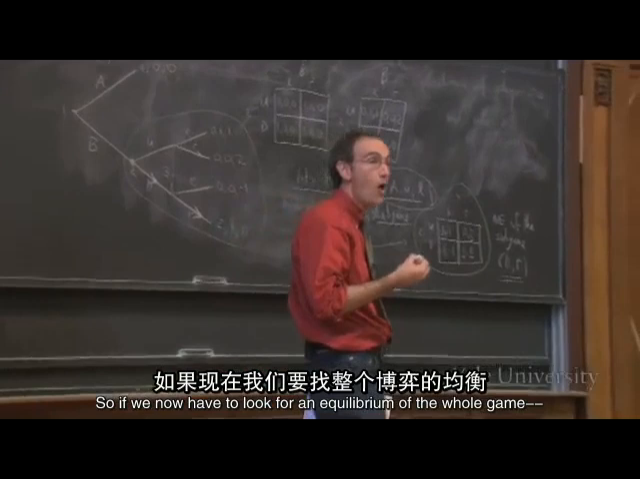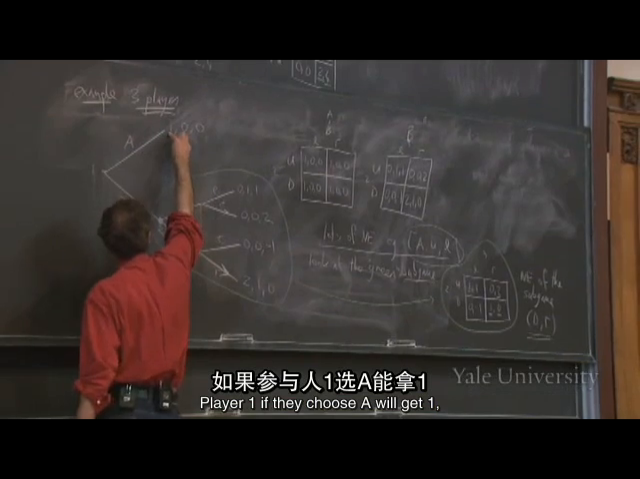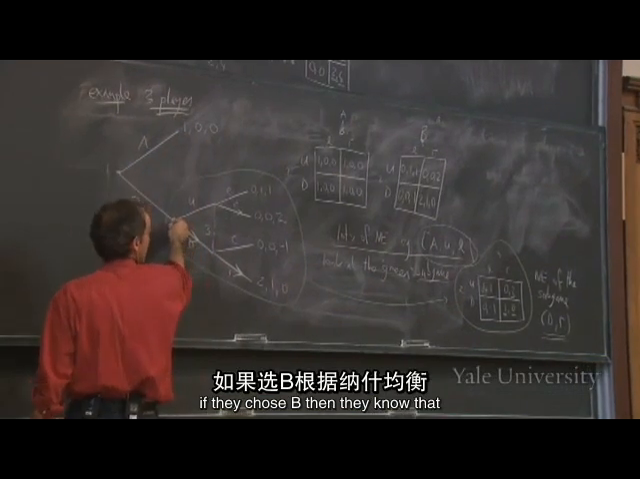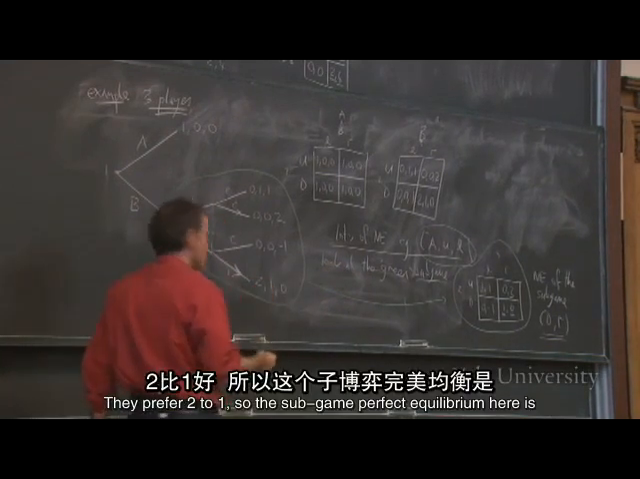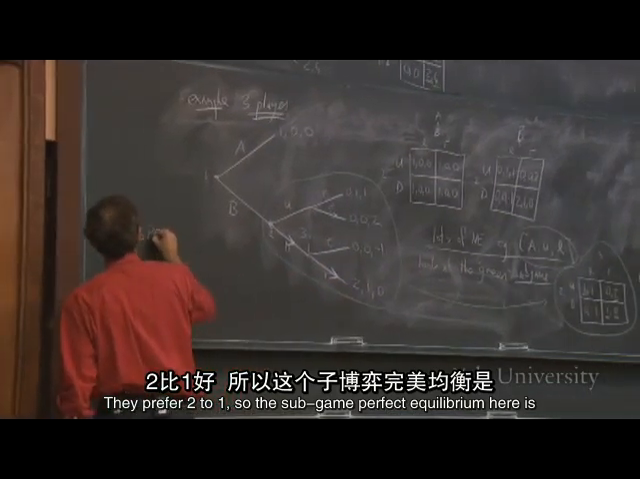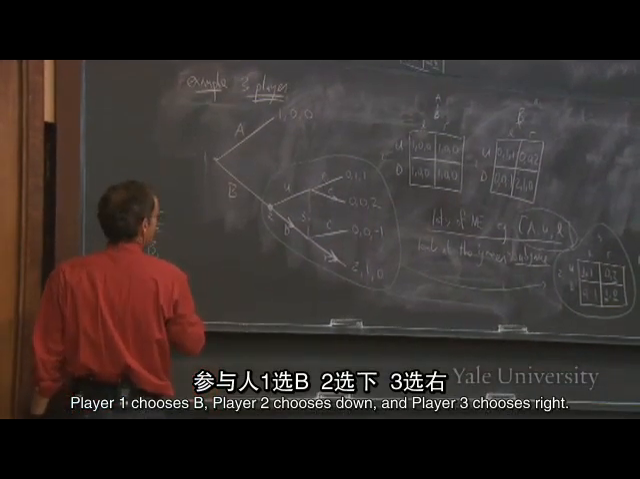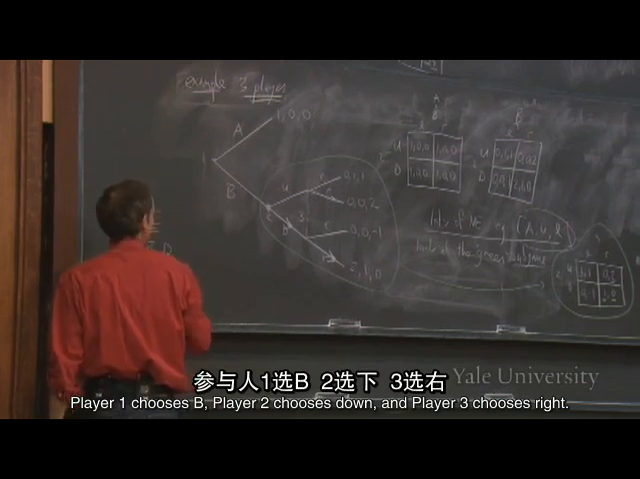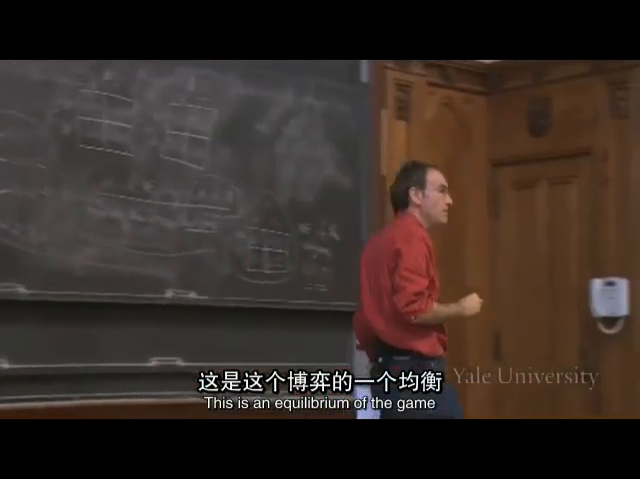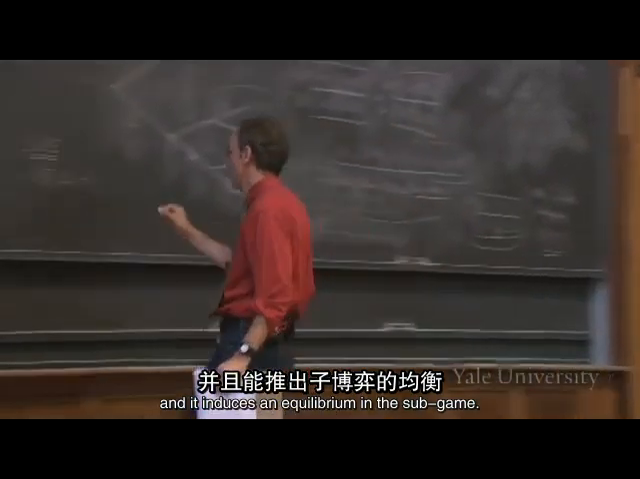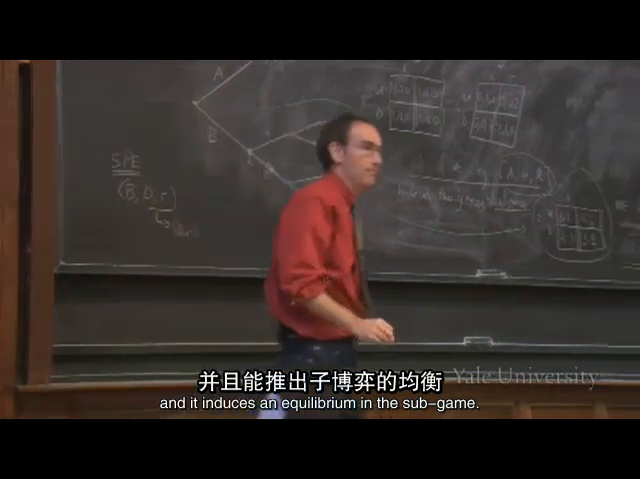So if we now have to look for an equilibrium of the whole game, let's go back to player 1's choice. Player 1, if they choose A, will get 1. If they choose B, then they know that this Nash equilibrium will be played, so they'll get 2. They prefer 2 to 1, so the subgame perfect equilibrium here is player 1 chooses B, player 2 chooses down, and player 3 chooses right. This is an equilibrium of the game, and it induces an equilibrium in the subgame.